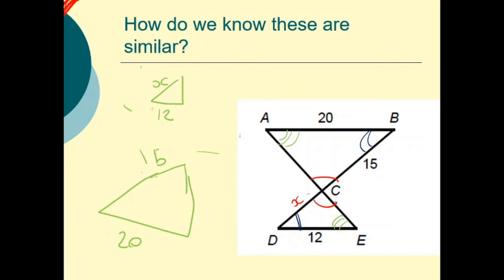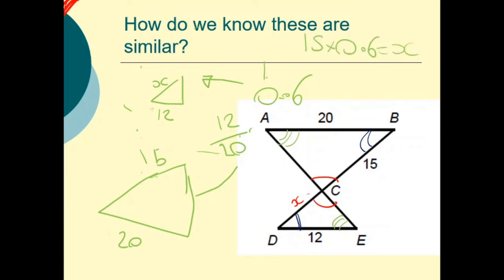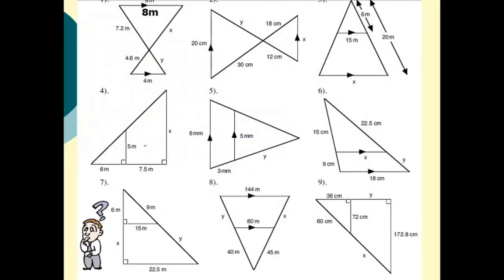Now I need to find my scale factor. Let's do it from the bigger one to the smaller one. So I'm going to have to do 12 divided by 20, which gives me 0.6. So I'm going from the bigger one to the smaller one, I'm going to have to times by 0.6. Because 15 and x correspond, to work out x, I'm going to have to do 15 times 0.6 equals x. 15 times 0.6 is 9. So I know x is going to be 9. It's less than 15, so it makes sense.